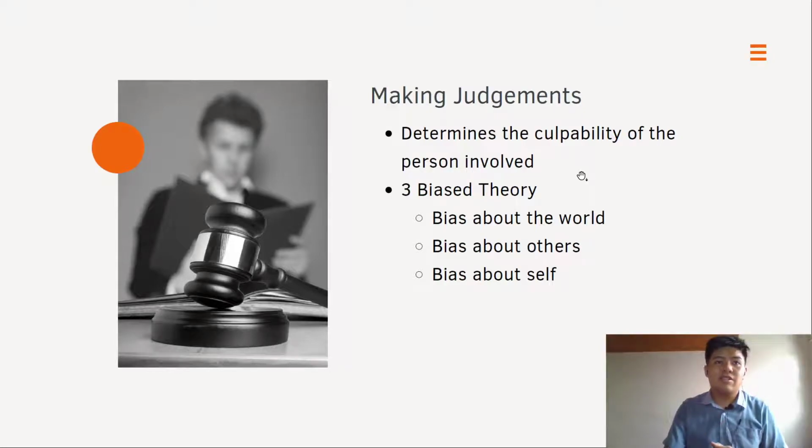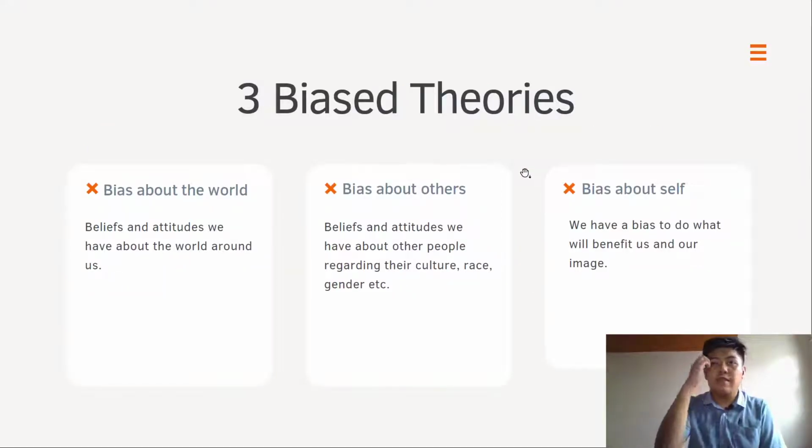Next is you make a judgment. You determine the culpability of the person involved. So, something to note here. Before you make a judgment, you have to remember you have 3 biases.